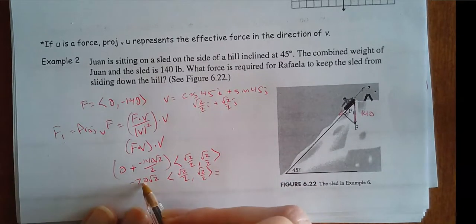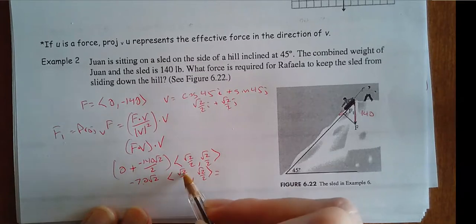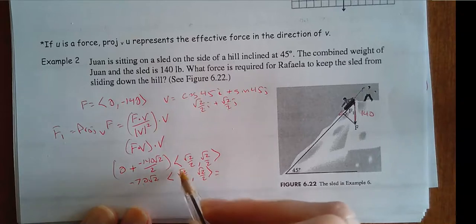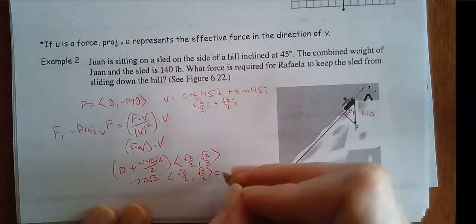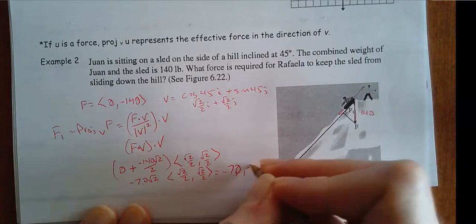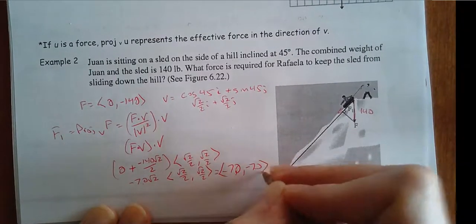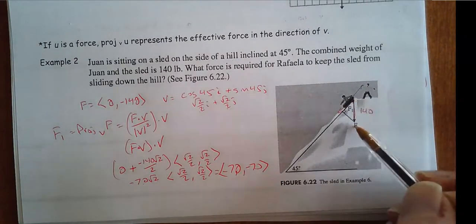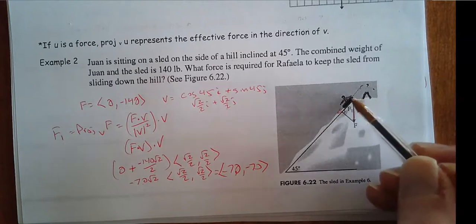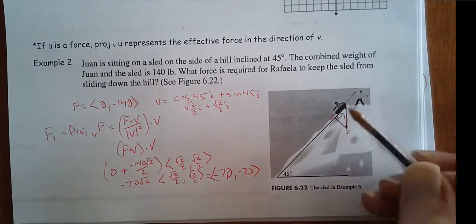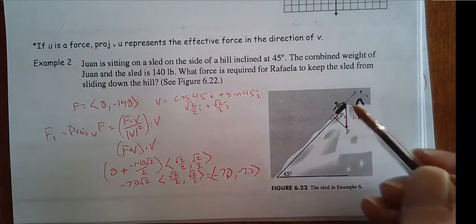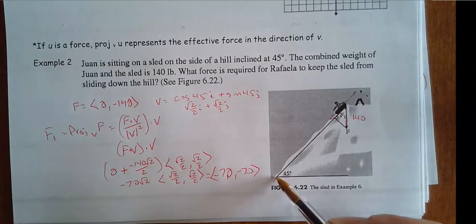So negative 70 radical 2 times radical 2 would be negative 70 times 2 divided by 2. The 2 is going to cancel out, so it would be negative 70. And same thing with the second part. Now they want to know what force, so they're asking for a magnitude. That just means that if this is pulling down 140, it's actually pulling in this direction, this way and down. So left 70, down 70 is how much force is being pulled. The sled is going left 70, down 70.